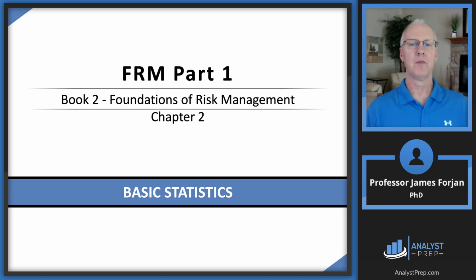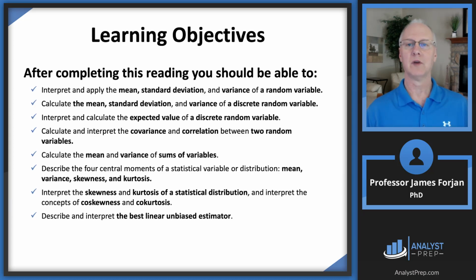This is FRM Part 1, Book 2, Foundations of Risk Management, and this is Chapter 2, Basic Statistics. Let's get right into the learning objectives. After completing this reading, you should be able to, are you ready for this? Tell everything about mean, standard deviation, skewness, and kurtosis. Those are the four moments of a distribution.